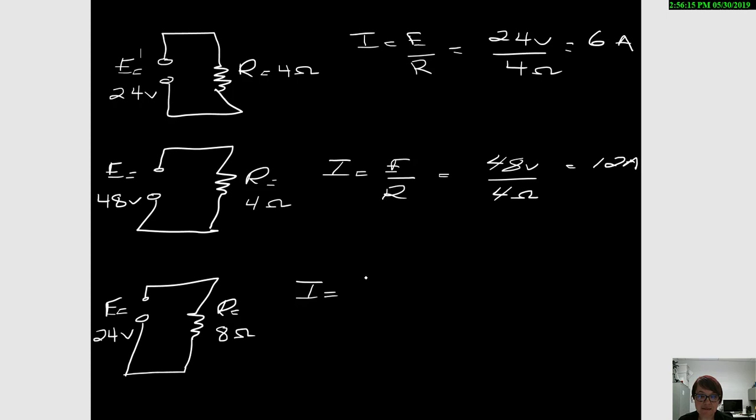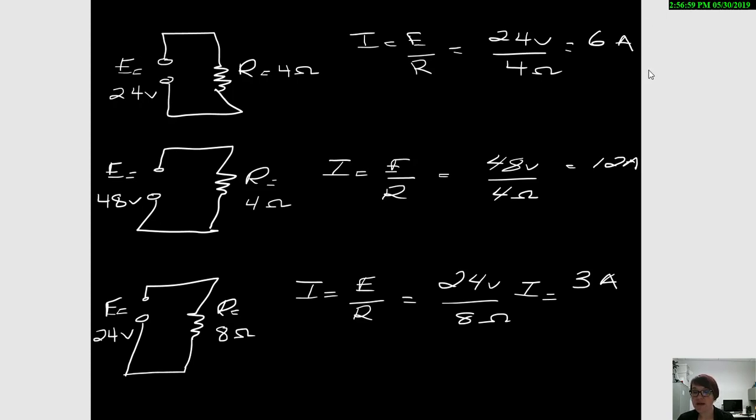So let's apply that mathematically to my formula. I equals E over R. 24 volts divided by 8 ohms gives me a current of 3 amps. So mathematically, when we had an increase in resistance, we saw our current decrease, proving indirect proportion.